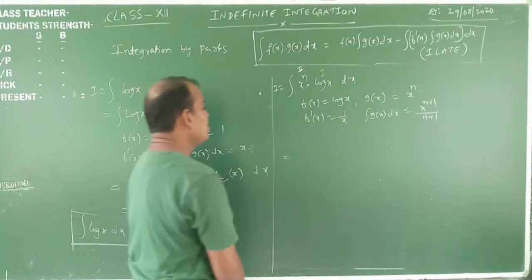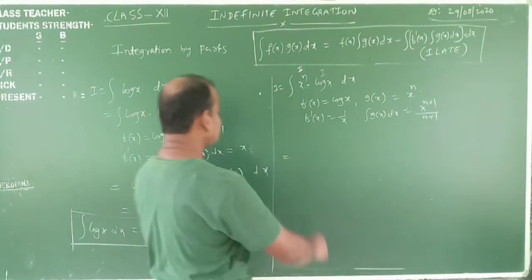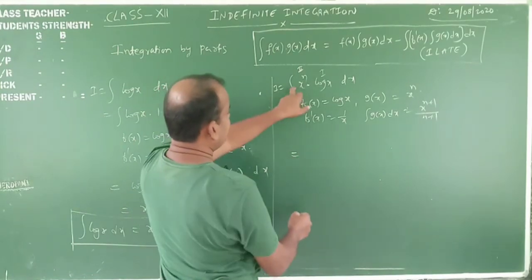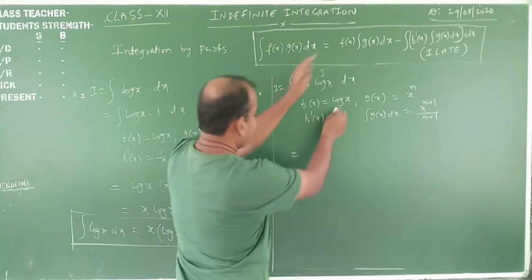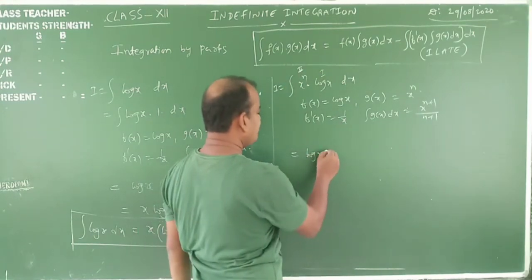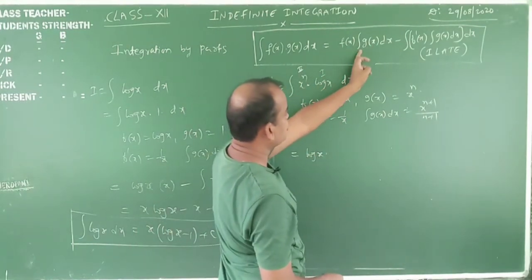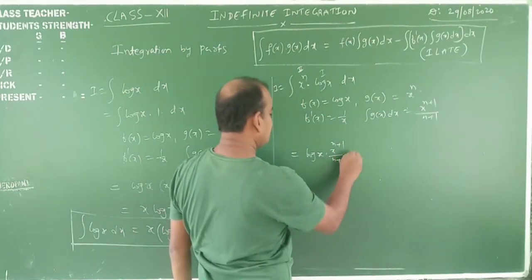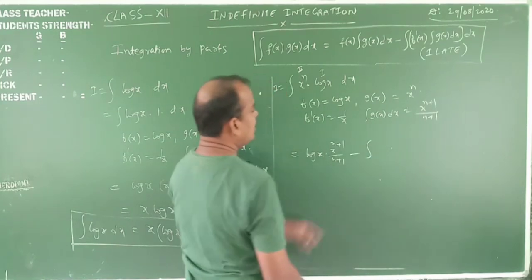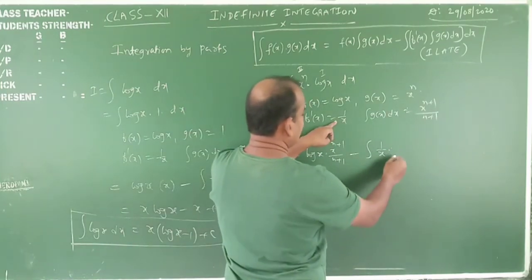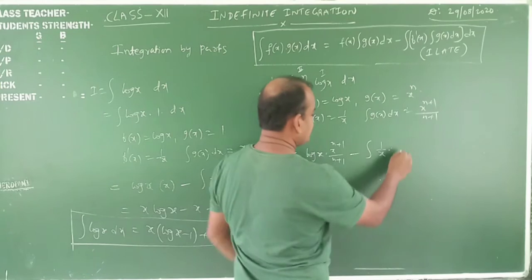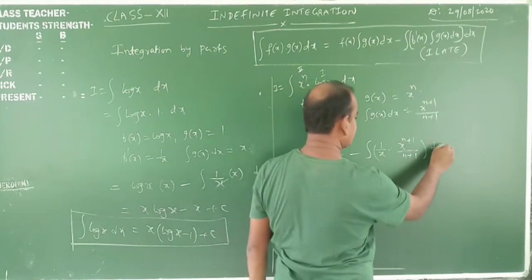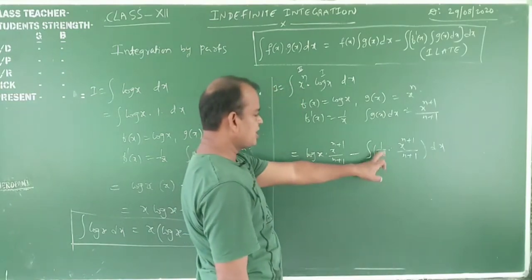Okay, my dear students, what happened? Now that is equal to f of x into integral of g of x, f of x means log x, into integral of g of x, which means x power n plus 1 by n plus 1, minus integral of f dash of x, which means 1 by x, again into integral of g of x, which means x power n plus 1 by n plus 1, into dx. Here 1 by x means x power minus 1.